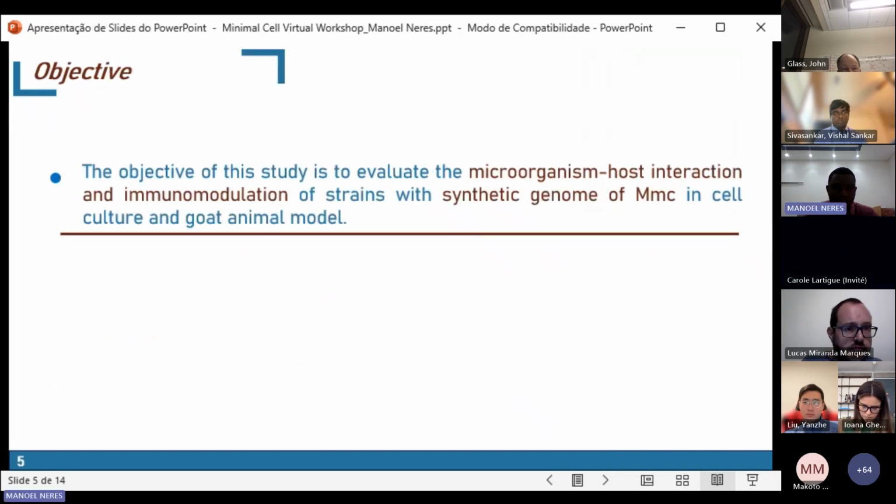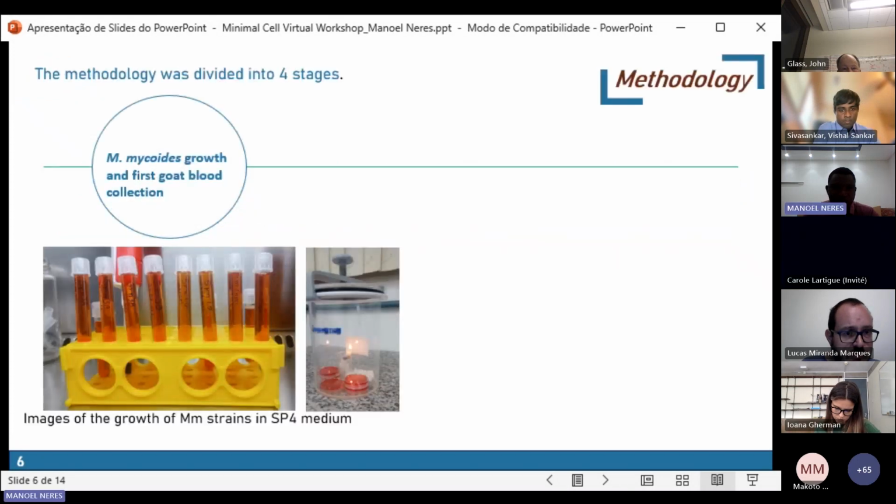With this, the objective of this study is evaluating the microorganism-host interactions and immunomodulations of strains with synthetic genome of Mycoplasma mycoides in cell culture and a goat animal model. For this, we divided our methodology into stages. The first one is Mycoplasma mycoides growth, and first goat blood collections.